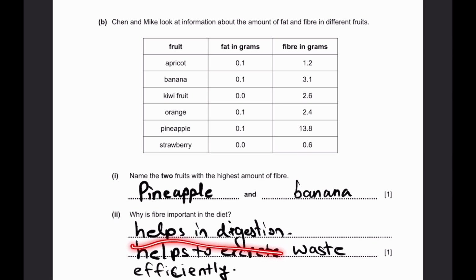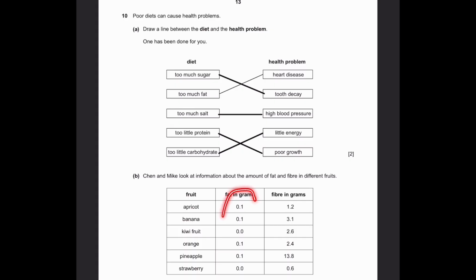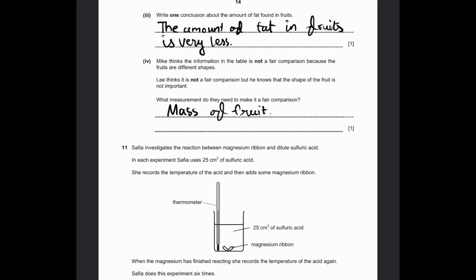2. Why is fiber important in diet? It helps in digestion of any material, it helps in stomach enzymes, and it helps to excrete waste efficiently. That's the answer. Part 3. Write one conclusion about the amount of fat found in fruits. We can go back and see in fat there's extremely small amounts of fat, 0.1 or no grams of fat. So the amount of fat in fruits is very little, or close to 0 actually. We can write like that as well. 4. Mike thinks the information in the table is not a fair comparison because the fruits are different shape.